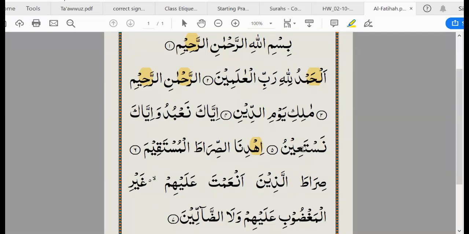You did this sound really well. Nasta'een, making it thick, so that was good. Na'budu, so well done for that.